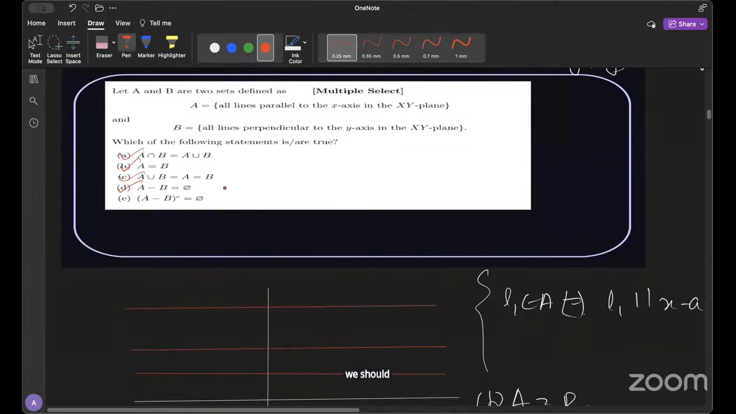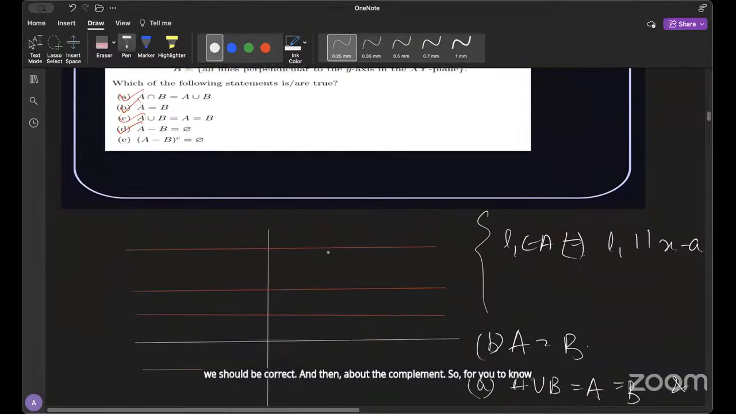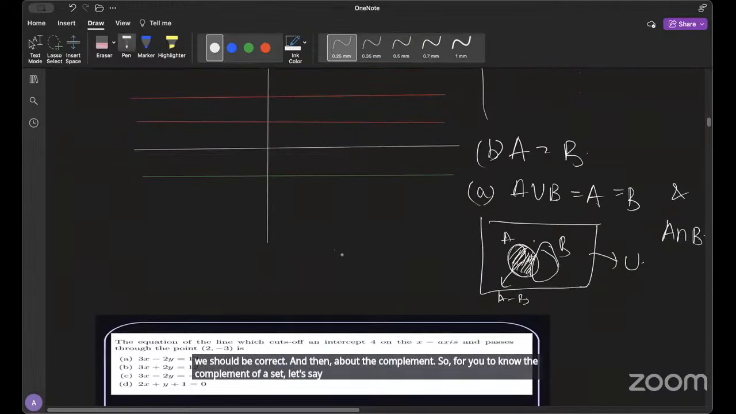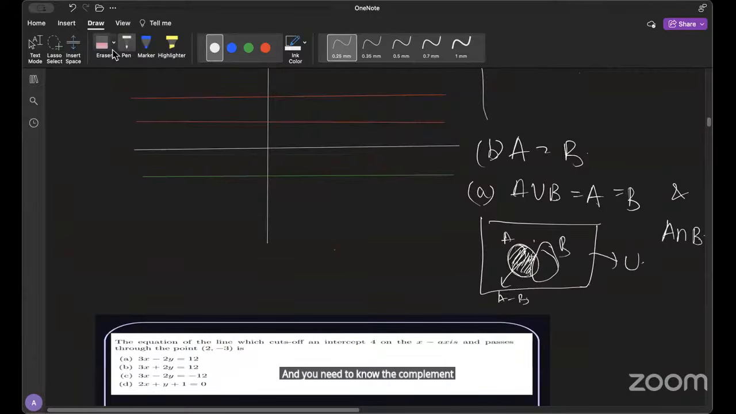B should be correct. And then about the complement. So for you to know the complement of a set, let's say this is your Venn diagram, and you need to know the complement of A union B, right? And the complement is this part.